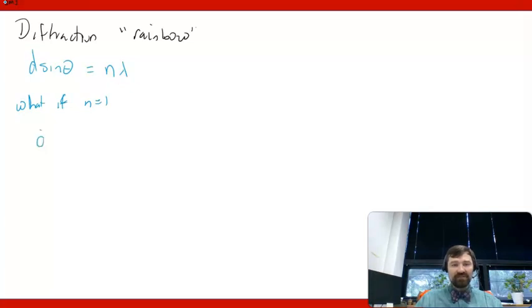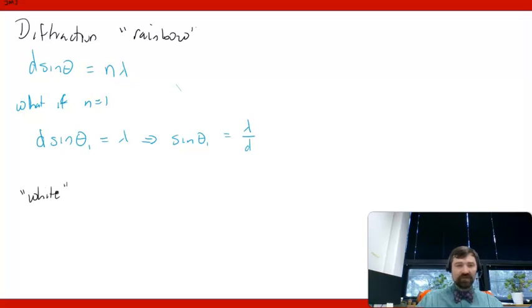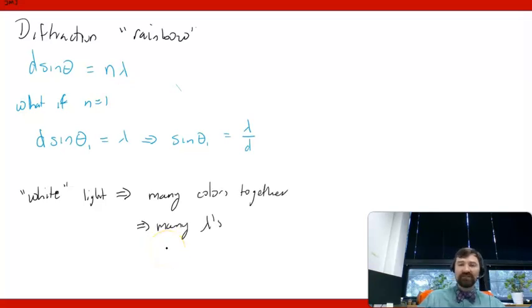Then you basically have d times sine theta 1 is equal to lambda. Or in other words, sine of theta 1 is lambda over d. Now we're looking at white light. So white light, such as from the fluorescent light bulbs in my office, the sun, an incandescent bulb, anything that has a spectrum to it. Many different colors together. Each color is its own wavelength. So that means that I have a bunch of different wavelengths here.